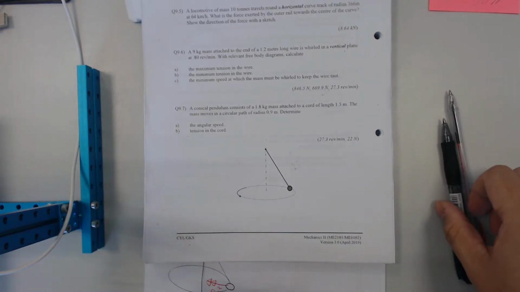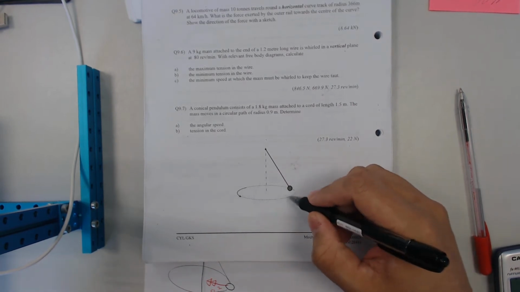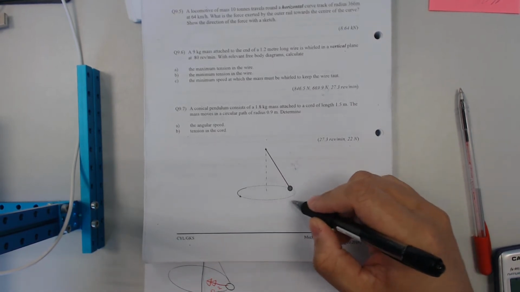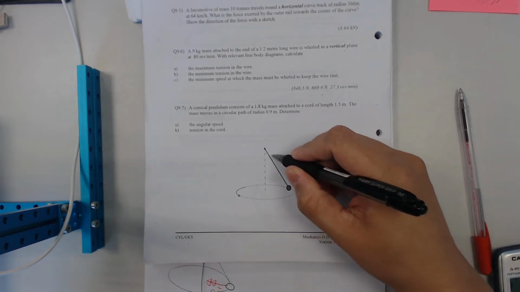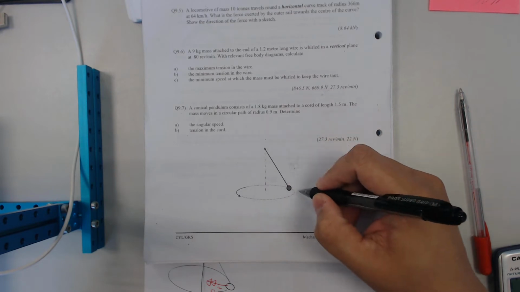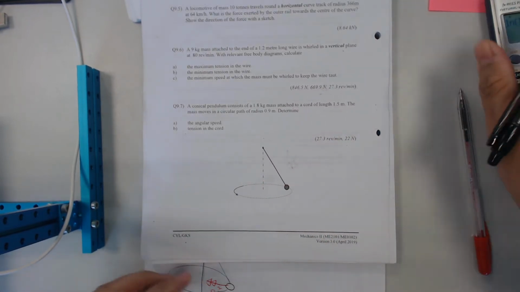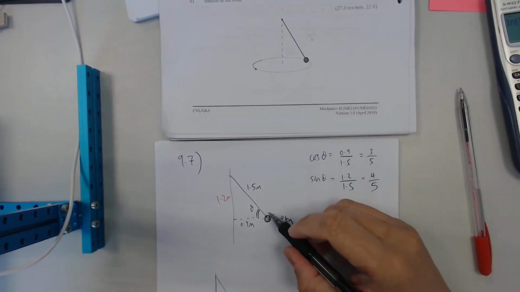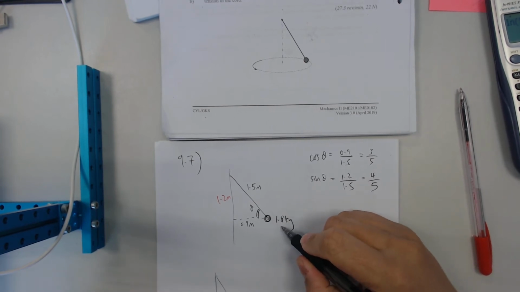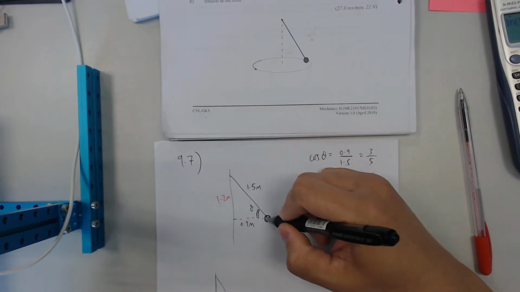Okay, question 9.7. You have a pendulum that is spinning in this direction, such that the cord is at the top, and it is forming an angle with the horizontal plane of the traveling. So in this way, you can draw something like this. Your mass is 1.8 kilograms, 0.9 meters of radius is this, and the length is 1.5 over here.